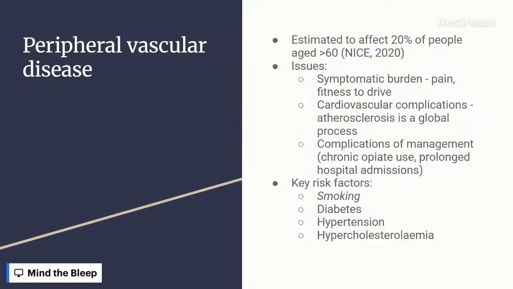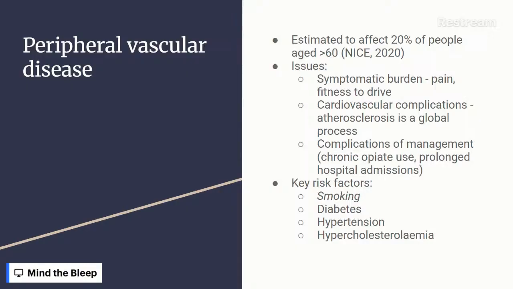So to start off with, we'll talk about peripheral vascular disease. It's a very common presentation in GP and in secondary care. So everyone will come across this, be it the primary presentation of a patient or a comorbidity that will affect their care wherever you're delivering it. It's estimated to affect 20% of people aged over 60. So you'll definitely be coming across it.